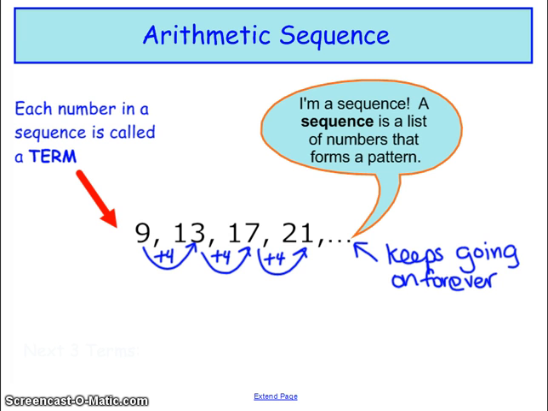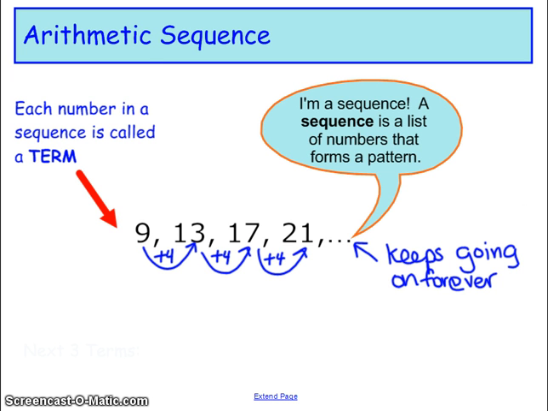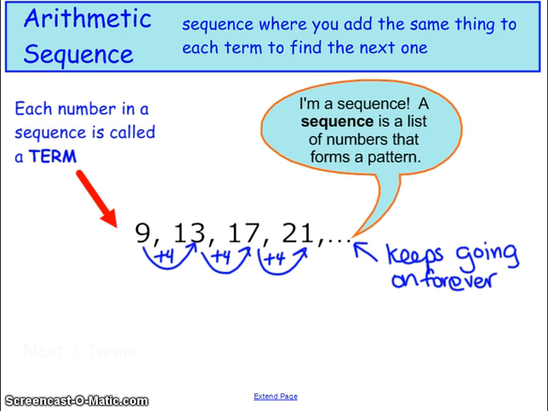And because we're adding 4, that's why this is called an arithmetic sequence, because you add, or we'll see somewhere you subtract, to get to the next term. So for a definition of arithmetic sequence, we have a sequence where you add the same thing to each term to find the next one. So in this case, we're adding 4 to each term to find the next one.